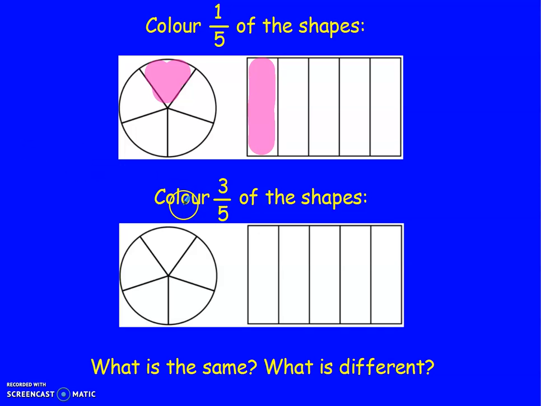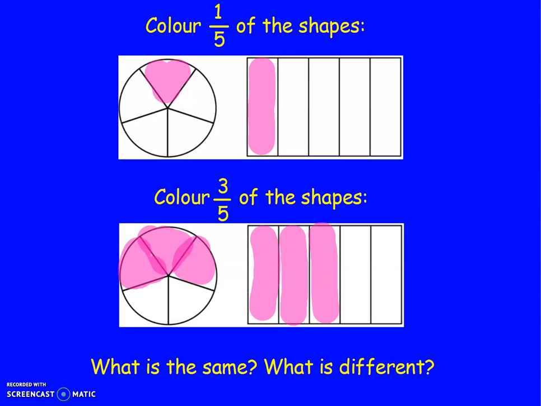Let's have a look at this one then. So it's the same shapes, but now it's asking us to colour 3/5 of the shape. Okay, so we'll colour 1, 2, 3, and on this one, colour 1, 2, 3. Let's have a look at them then. What is the same?